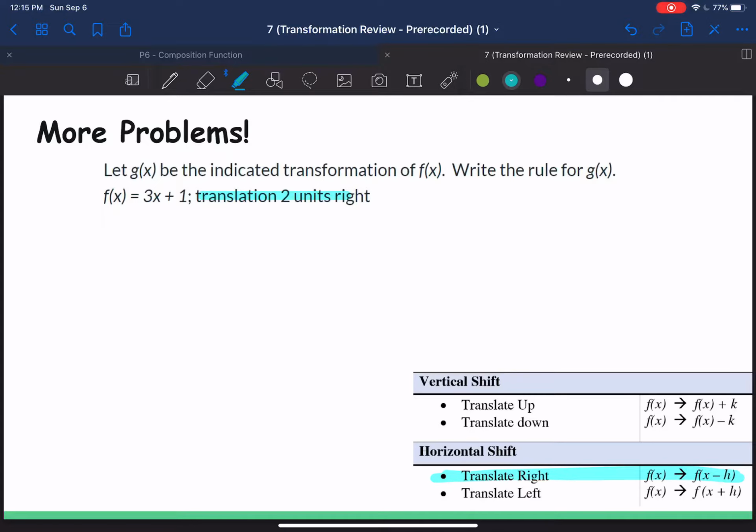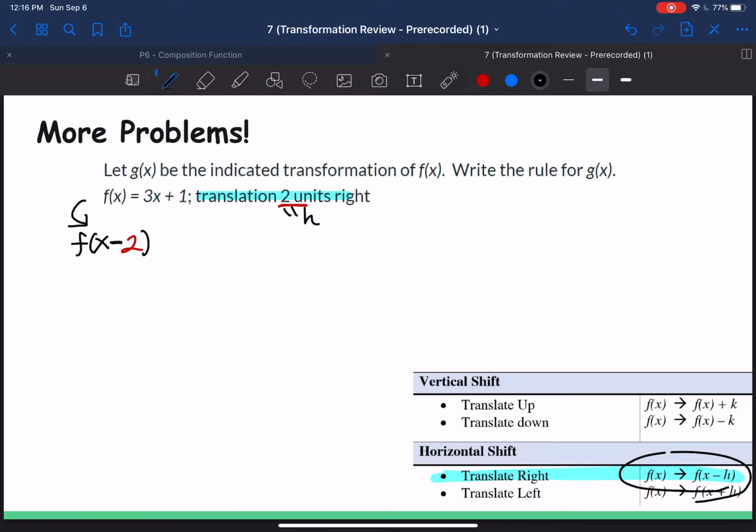Whenever we are doing a horizontal shift, we have to either subtract or add a number. When you observe this table, when we translate to the right, we have to subtract this number h. H is given. This is your h. Look at the rule. f of x becomes what? f of x minus h. So f of x becomes f of x minus, and how much is my h? It's a 2.